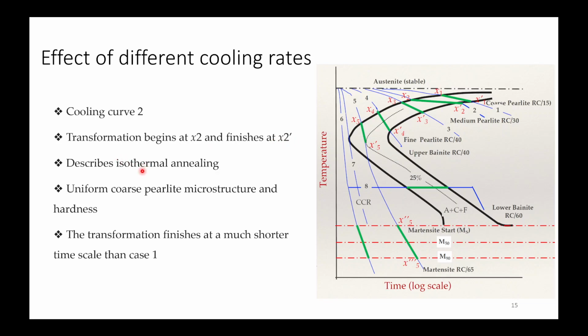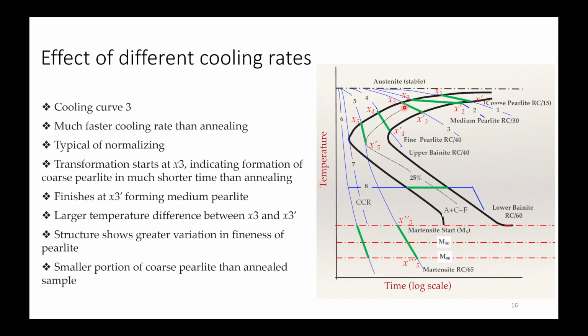It describes isothermal annealing. In isothermal annealing, you cool below the critical temperature isothermally, so you keep it at a single temperature. So it leads to very uniform pearlite formation, uniform size pearlite formation in your steel. So it has uniform coarse pearlite microstructure and hardness, and the transformation finishes at a much shorter time scale than case 1.